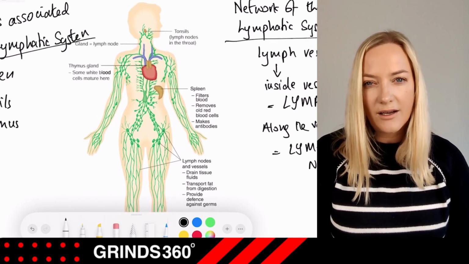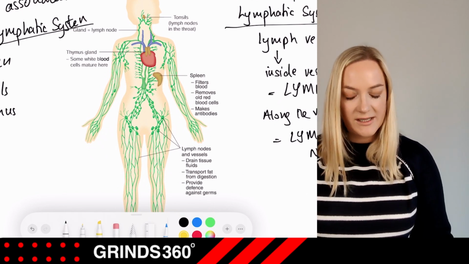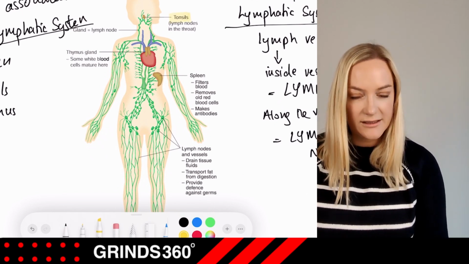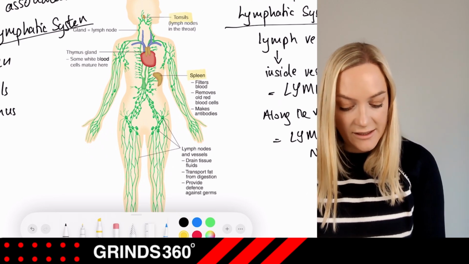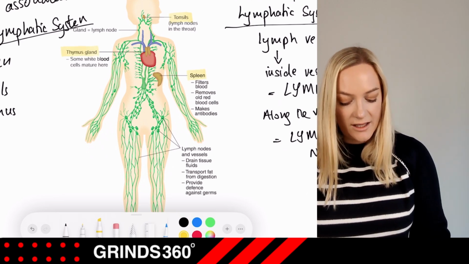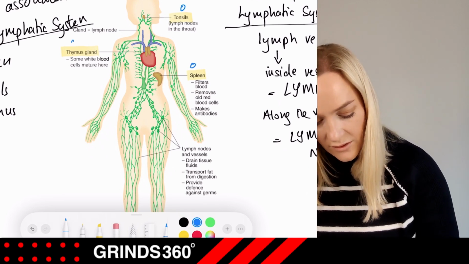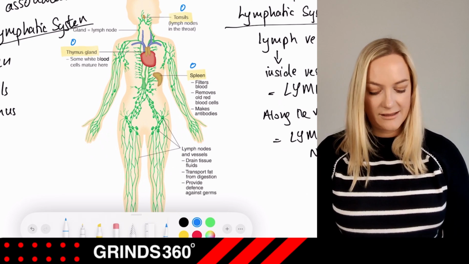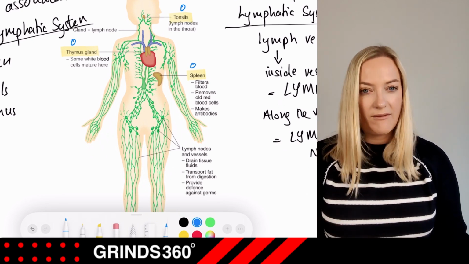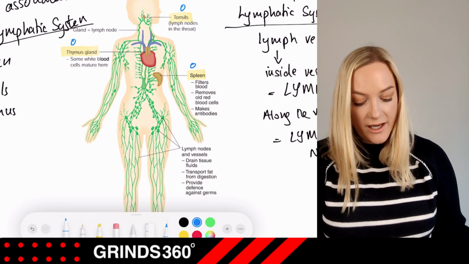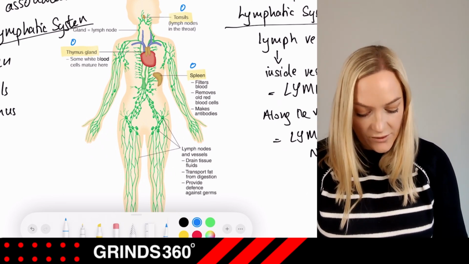If I enlarge this image here, we have our tonsils, which we said is an organ associated with the lymphatic system, along with our spleen and our thymus gland. If I just put an O there, they are the organs associated with our lymphatic system. What you see here in green, that's part of your lymphatic system. We have lymph vessels. All along these green lines, they are your lymph vessels. Then we have lymph nodes. Lymph nodes are here.